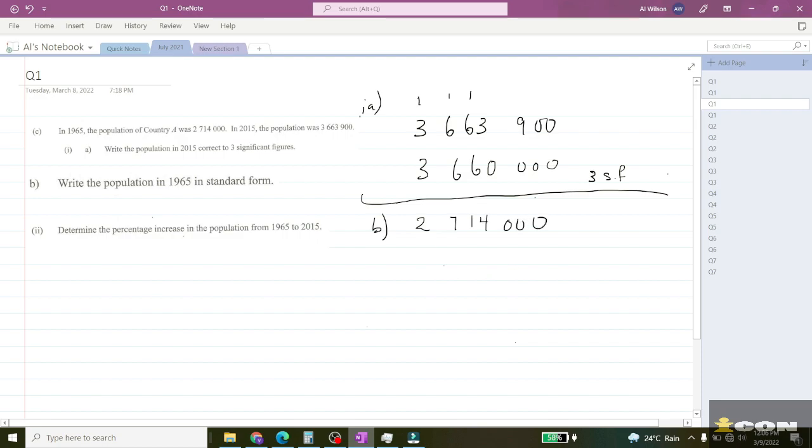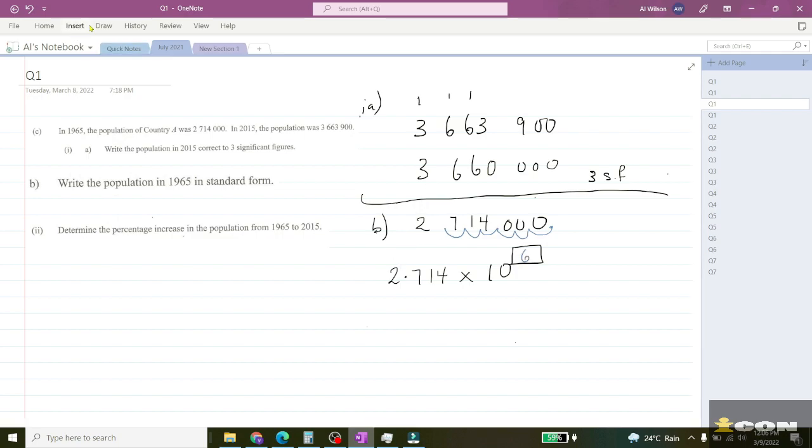Now in standard form, it means that your answer will be something times 10 raised to some power. So looking here, we have 2.714. And with that being said, we need to now count our decimal places. So starting from behind here, we move 1, 2, 3, 4, 5, 6. Since we move 6 places, the power there is 6.